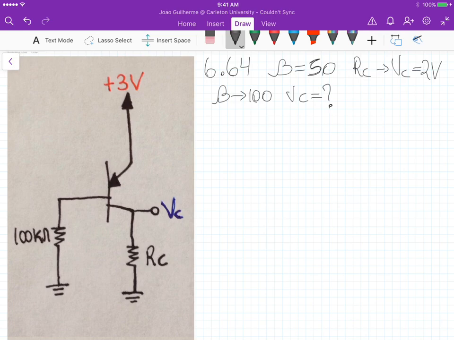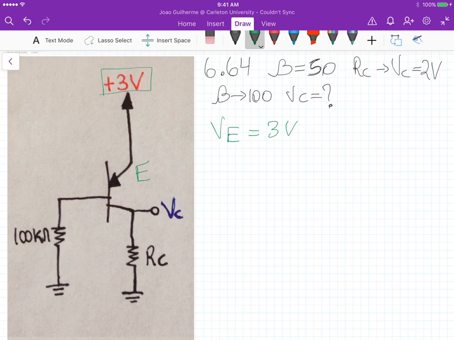Okay, now I'm going to help you solve 6.64. We have this circuit here. Basically our emitter doesn't have an emitter resistance, right? So the emitter up here, we just know based on the circuit that VE is actually 3 volts, because this voltage source is connected directly to the emitter.